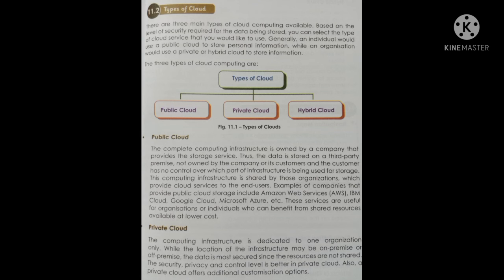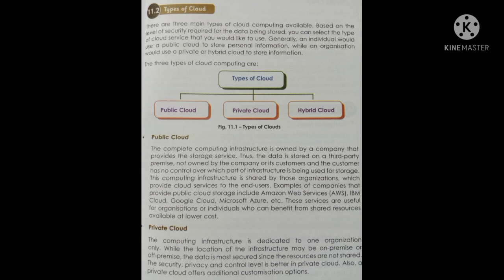First one is public cloud. The complete computing infrastructure is owned by a company that provides a storage service. Thus, the data is stored on a third party premise, not owned by the company or its customers, and the customer has no control over which part of the infrastructure is being used for storage.